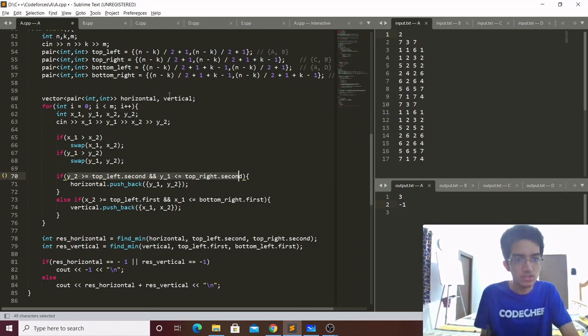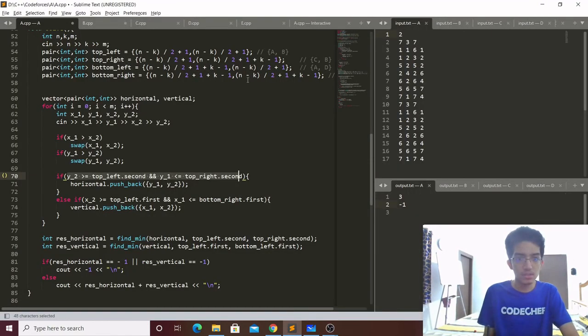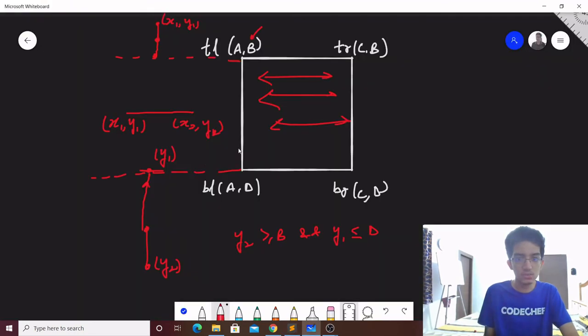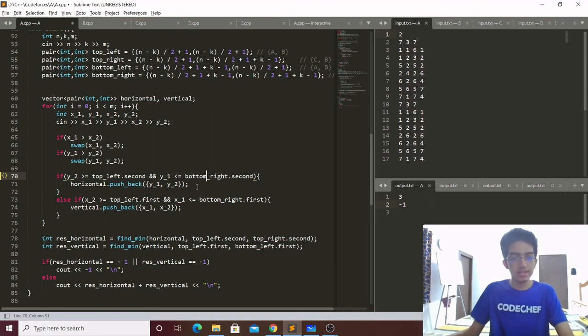Wait. Is something wrong over here? Okay. We know that y2 should be greater than or equal to b and y1 should be less than or equal to d. And what is d? D is bottom left or bottom right. It should actually be bottom right dot second. If both of these conditions are satisfied, then this snake will be helpful in protecting the poison from being stolen by the horizontal arrows.